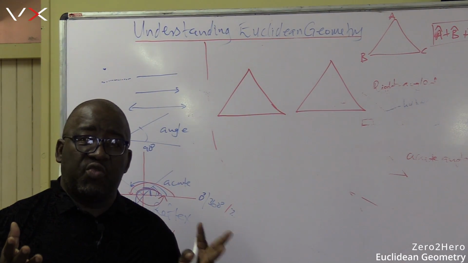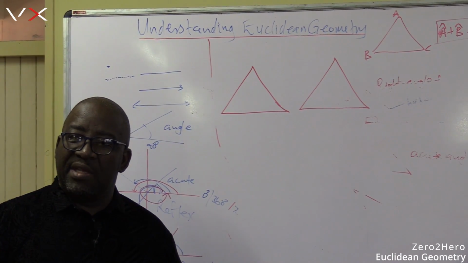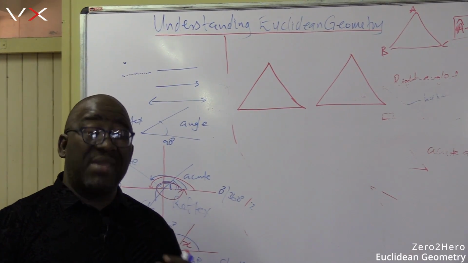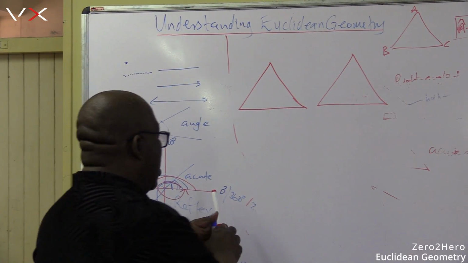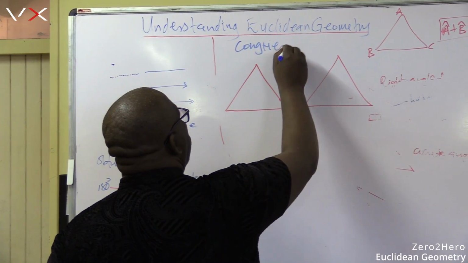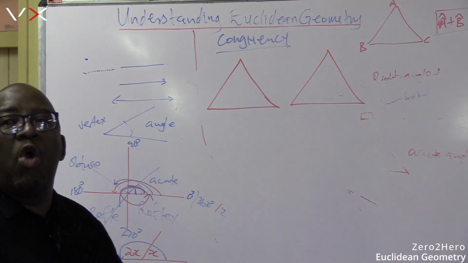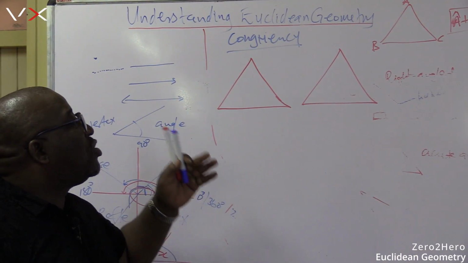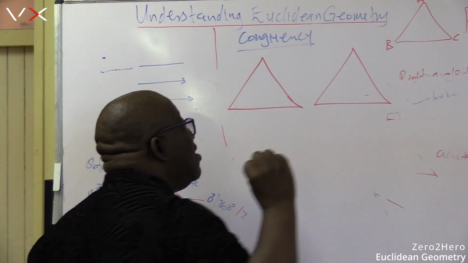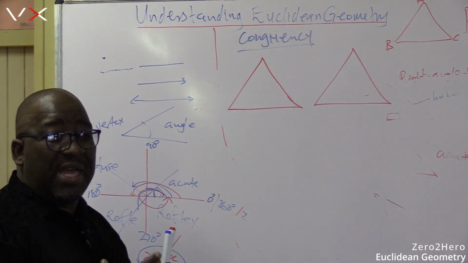If you've got identical twins, they are born on the same day, they are born of the same parents, everything about them is the same, they look the same, they walk the same. That's what we mean by congruency. Congruent means equal in all respects. Now, we're saying these two triangles are equal in all respects. In other words, if I take this triangle and put it on top of this one, it will be like there is only one triangle because they are the same.